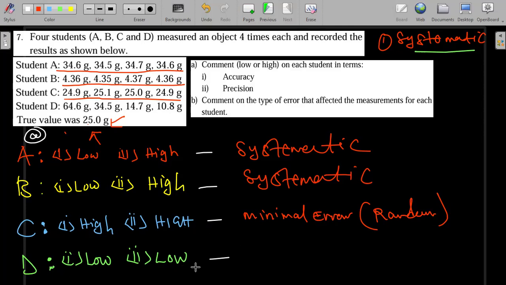What about D? For D, we have measurements that are above the true value, like this 64 here and the 34 there, which are above the 25. And then we also have measurements that are below this 25, which are 14 and 10. So we're going to say this one is affected by random errors like that.